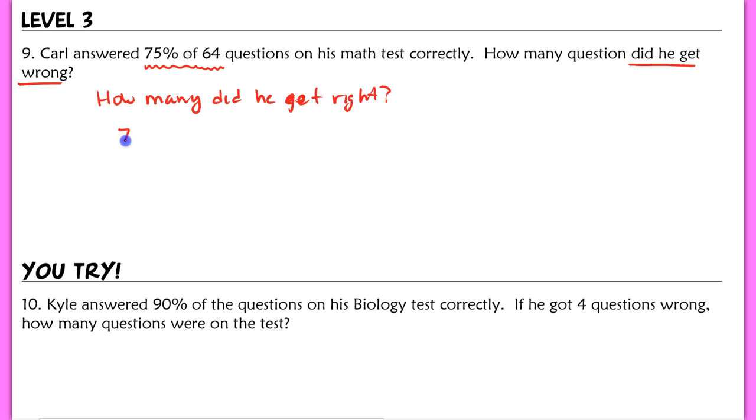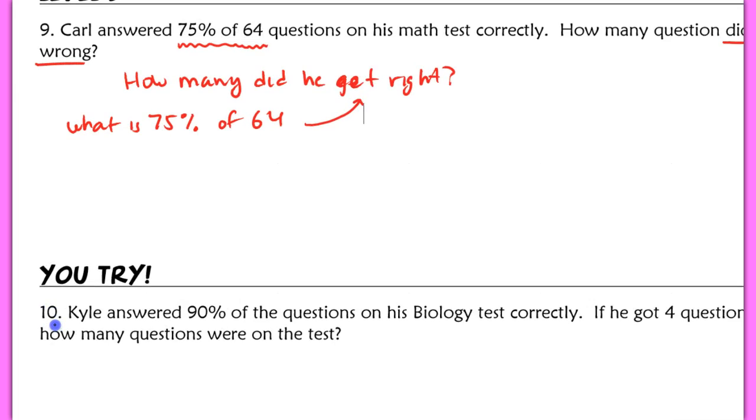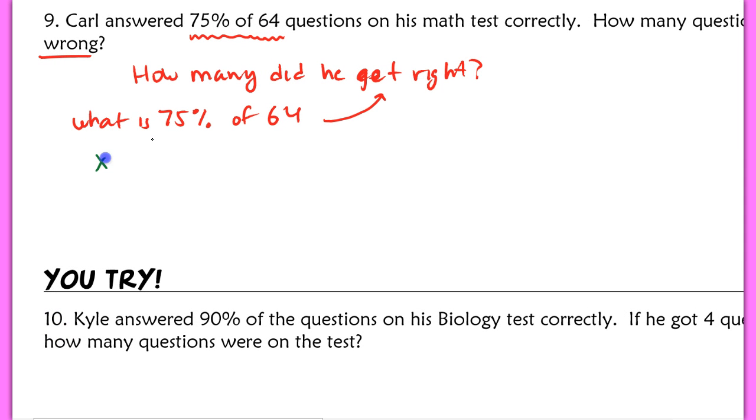Okay, so we're going to take 75% of 64. We want to know what is 75% of 64. That will tell us how many he got right. So let's convert this into a math equation. Remember, what means x, is means equals. 75% will convert to a decimal by taking 0.75. Of means to multiply, and then 64. So you can punch that right into your calculator, and you should get an answer of 48. So we have x equals 48. So he got 48 questions correct.